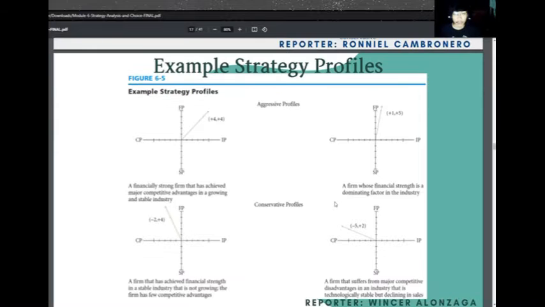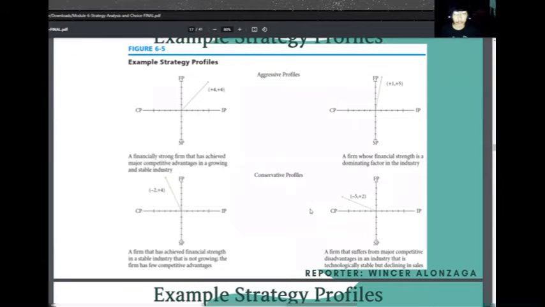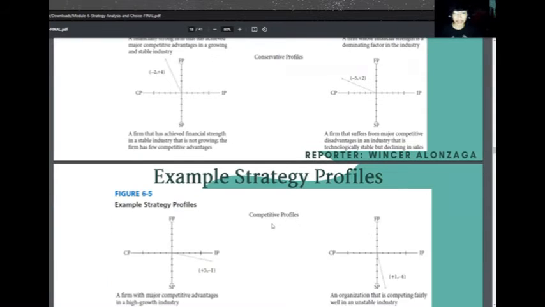The second aggressive profile example is a firm whose financial strength is a dominating factor in the industry. For the conservative profile, we also have two examples. The first graph indicates that a firm has achieved financial strength in a stable industry that is not growing. The firm has few competitive advantages. The second conservative profile example is a firm that suffers from major competitive disadvantage in an industry that is technologically stable but declining in sales.